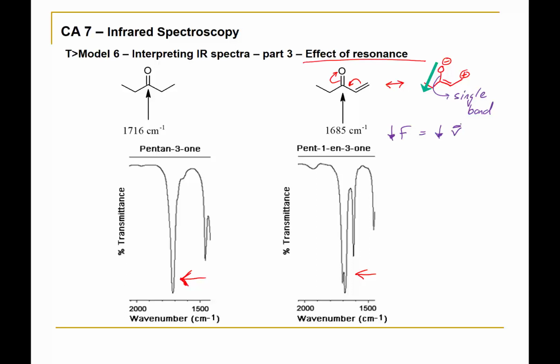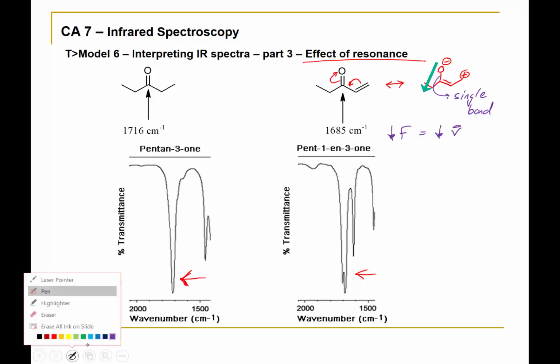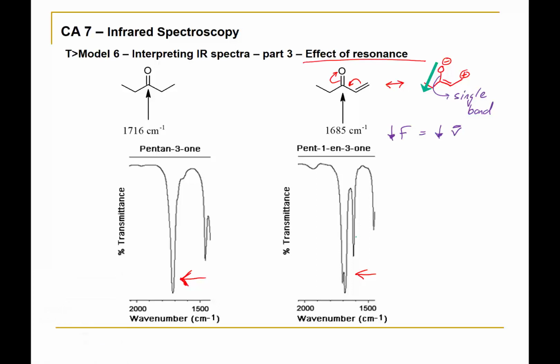I will also point out that we do see another signal here. Let me just change my pen color. I mentioned this when we were looking at the chart. This signal corresponds to a carbon-carbon double bond, and it's very characteristic to see it around 1640 to 1680. And indeed, it is here. So we've looked at, in this video, the effect of hybridization and the effect of resonance.